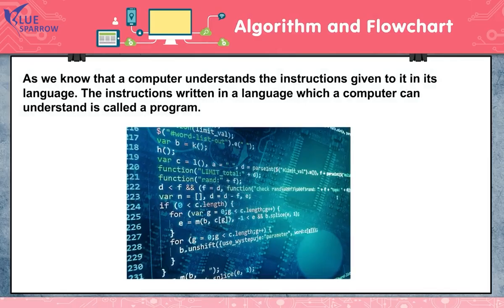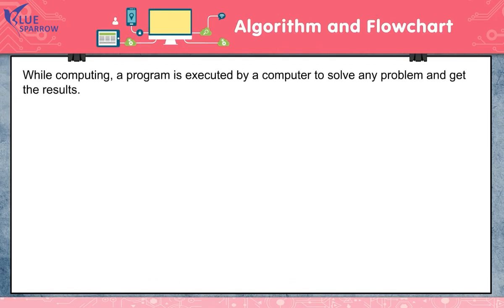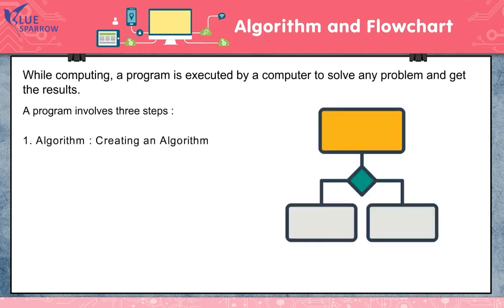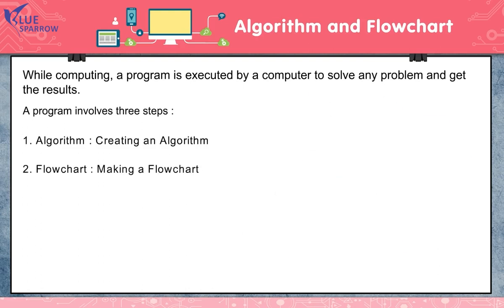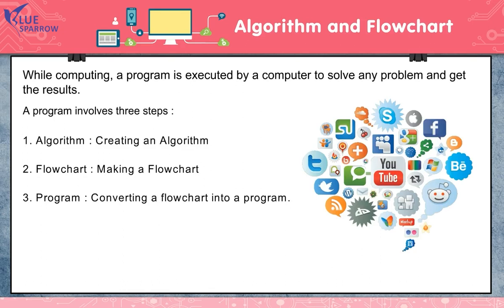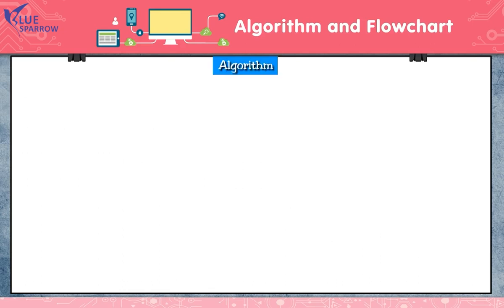As we know that a computer understands the instructions given to it in its language. The instructions written in a language which a computer can understand is called a program. While computing, a program is executed by a computer to solve any problem and get the results. A program involves three steps: algorithm, creating an algorithm; flowchart, making a flowchart; program, converting a flowchart into a program.